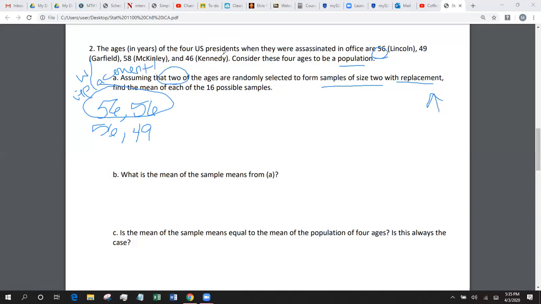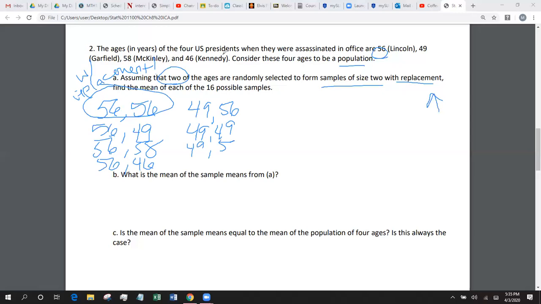And we're just going to write all of the possible samples of size 2. So now I can have 56 and 58, 56 and 46. And then I can do the same thing with all of the other values. So now I can have 49 and 56, 49 and 49, 49 and 58.